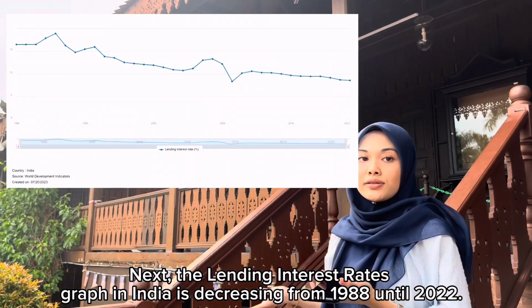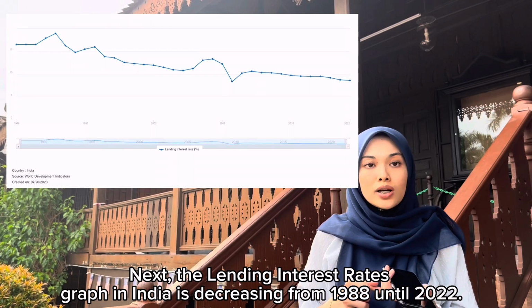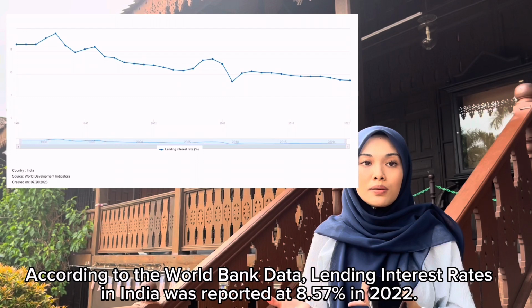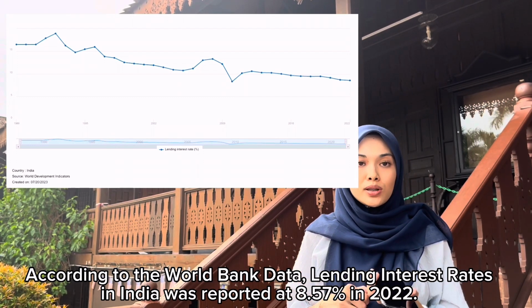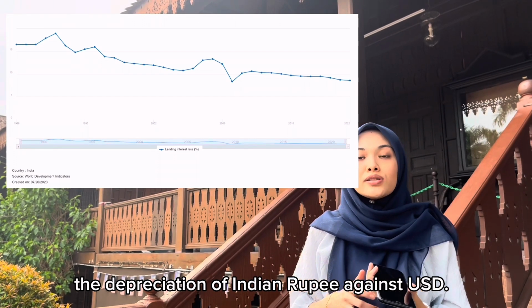Next, the lending interest rate graph in India is decreasing from 1988 until 2022. According to the World Bank data, the lending interest rate in India was reported at 8.57% in 2022. The reduction of the lending interest rate leads to the depreciation of the Indian rupee against the US dollar.